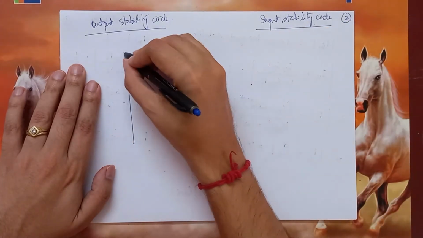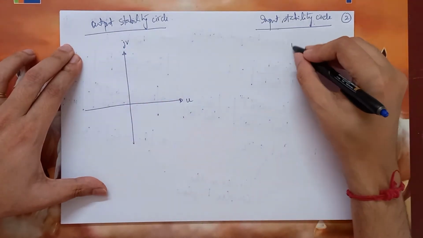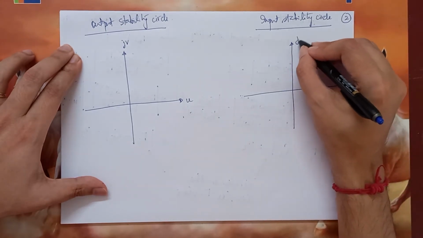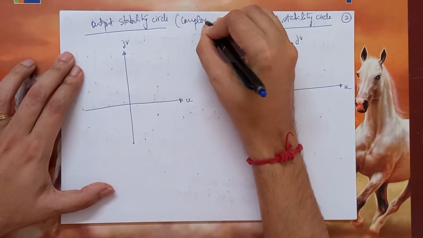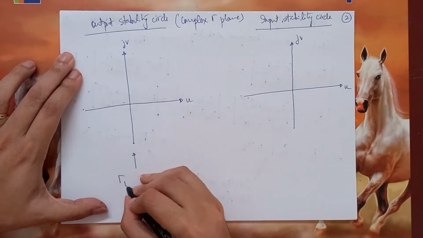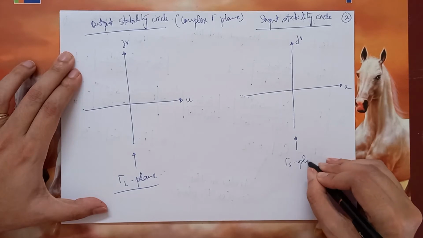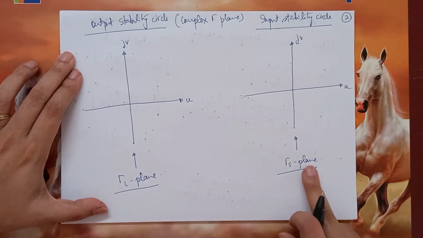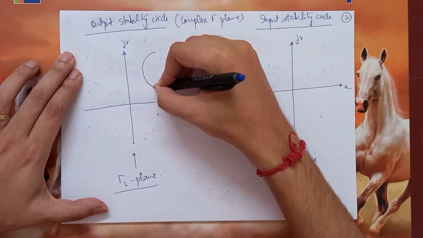So if I draw the complex gamma plane, let's say this is U, this is JV, except this is the plane for gamma L and this is the gamma S plane, because for output stability gamma L is the variable and for input stability gamma S is the variable. So in general the circle might look like this.